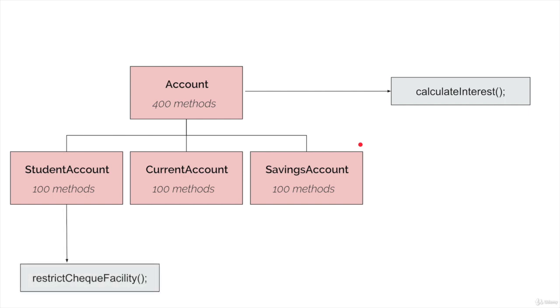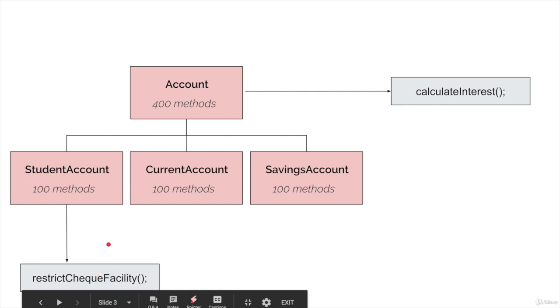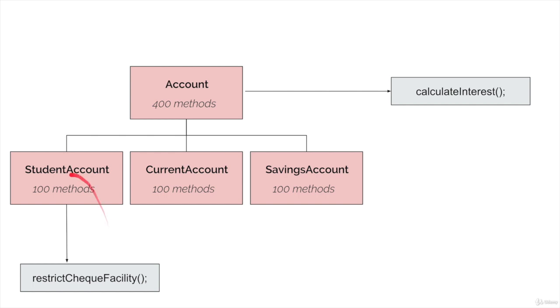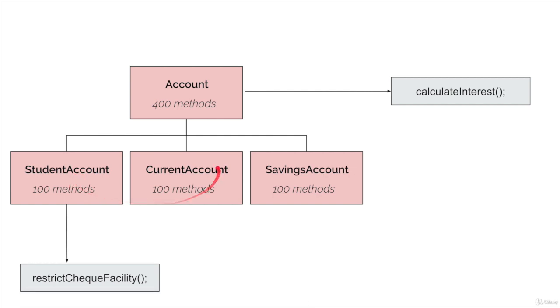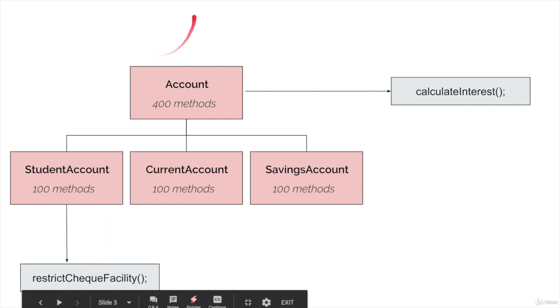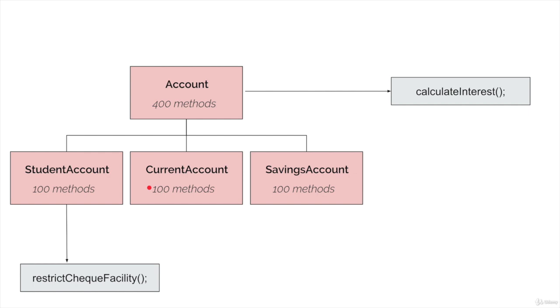And for a child specific method, for example restrict check facility: if your bank doesn't provide check facility to the student account, you can have a restrict check facility method in the student account. But it's not applicable to current account and savings account, so you don't need to move this method to the parent class. This is how you decide which methods you should include in the parent class and which methods you should have in the child class.